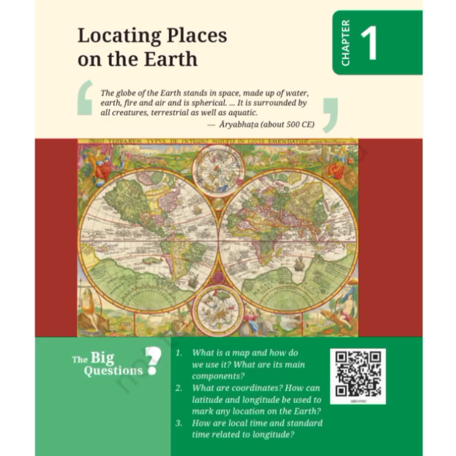Chapter 1, Locating Places on the Earth. "The globe of the Earth stands in space, made up of water, earth, fire, and air, and is spherical. It is surrounded by all creatures, terrestrial as well as aquatic."